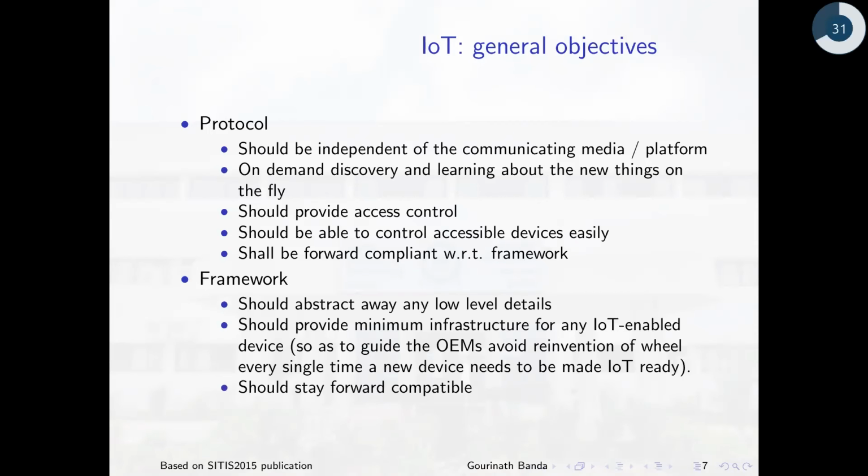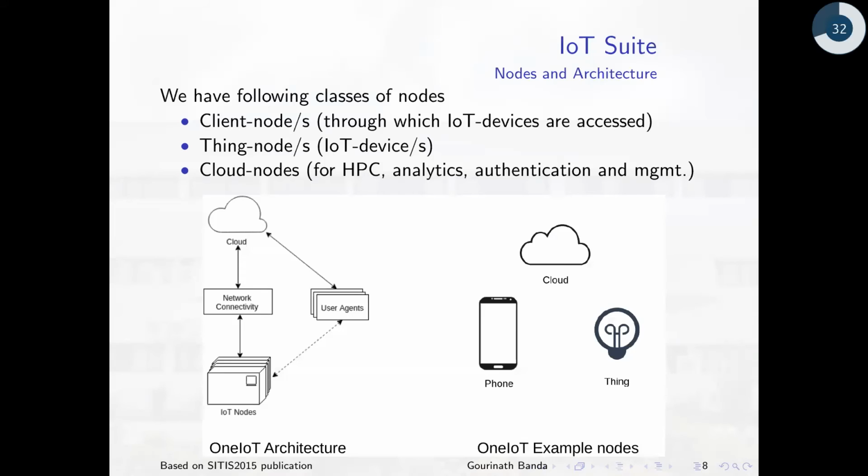And what is the framework that we have proposed? Such a framework will abstract away any low-level details. It provides minimum infrastructure for any IoT-enabled device. Every single time a new device needs to be made IoT ready, there is an opportunity for new vendors to chip in. And such a framework should be unconditionally forward compatible. It should not be that, if a new device comes, then I need to upgrade my protocol. No, there is no need for such a scenario.